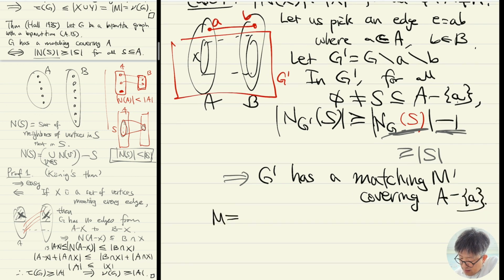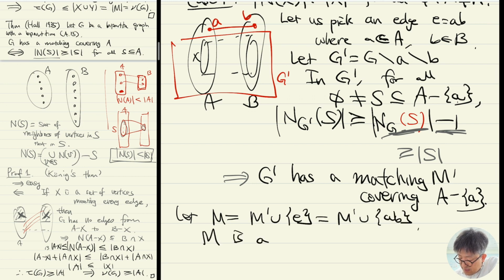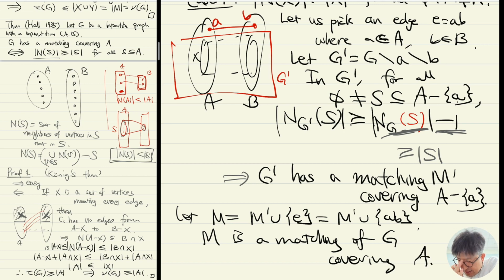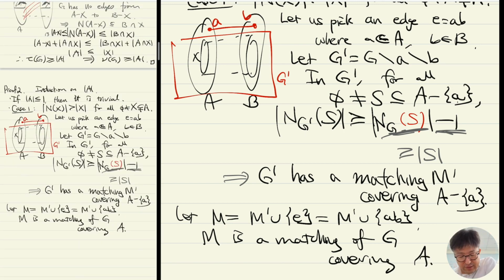Now let's take M to be M prime union E, right? So that's this edge AB. Then M is a matching of G covering A. So that's an easy case. So when you have no equality for all non-empty proper subsets of A, then I can choose one edge as I like. I still have a redundancy, so even if I lose one, I still satisfy Hall's inequality. So therefore I can find the matching.